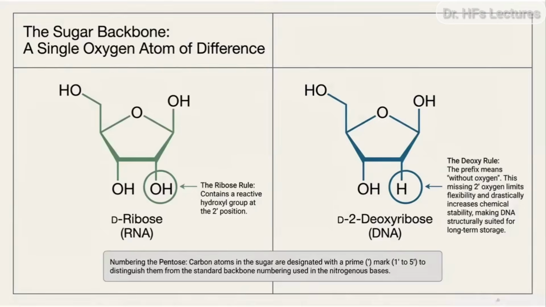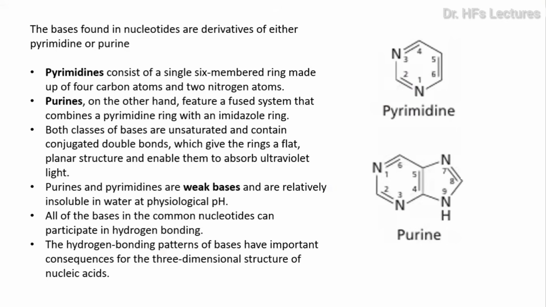Apart from the sugar, the next thing we have are the bases, and these bases are made up of two types: pyrimidines, which consist of a single six-membered ring made up of 4 carbon atoms and 2 nitrogen atoms, and you can see how it is numbered. It is numbered clockwise.